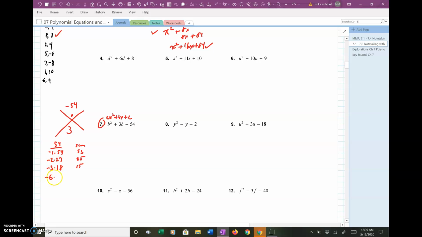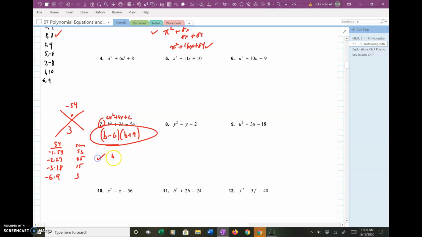So you got negative 6 times, what's that going to be? 9. That adds up to, ooh, we shoot, we score. There's our 3. Cut the 18 in half for the 9. Gives us a nice answer there. So that's going to be b minus 6, b plus 9. That's my answer.